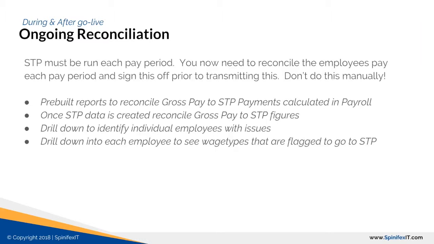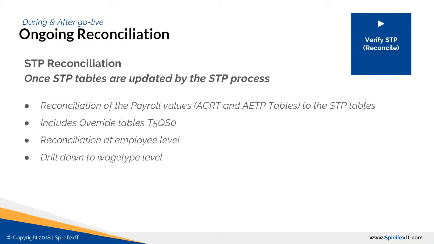Once Single Touch Payroll is run every period, for the tables that get generated through this process, we've pre-built some reports that reconcile gross pay to the Single Touch Payroll amounts, identify data, even drill down to individual employees with issues, and drill down to wage type level to see if certain wage types have not been set up. We can drive reports that reconcile the new cluster tables of ACRT and AETP to the STP tables, including the overrides, and there's a Single Touch Payroll override table, and again reconciling down to employee or wage type level.